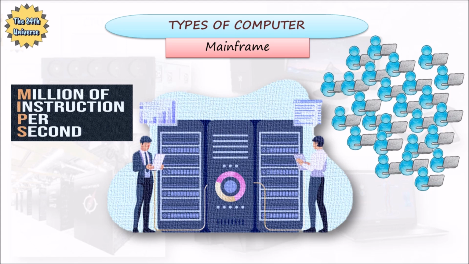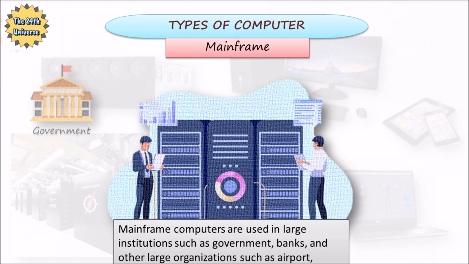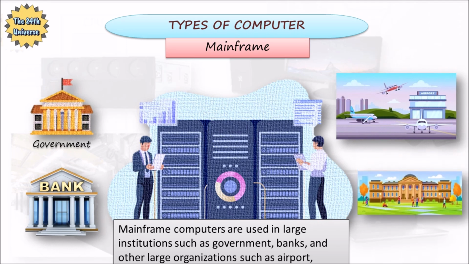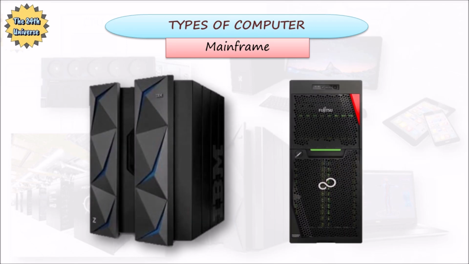They are measured in MIPS, million instructions per second, and can respond to hundreds of millions of users at a time. Mainframe computers are used in large institutions such as government, banks, and other organizations such as airports, colleges, etc. Examples include IBM Z, Fujitsu Server GS21 9400, etc.